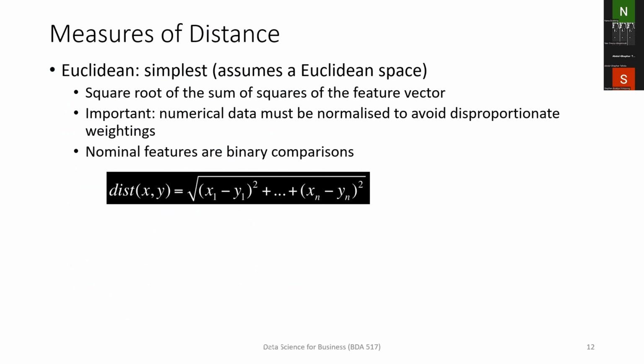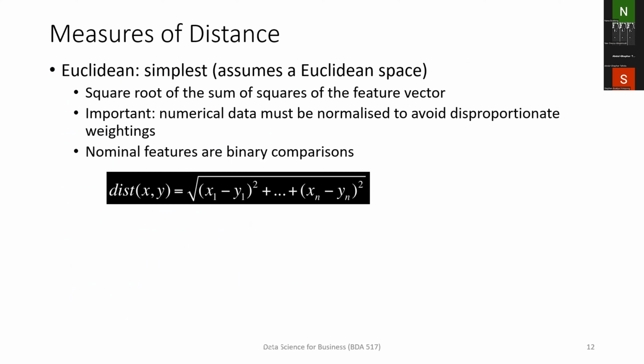So let's see how we can calculate Euclidean distance. Can you see it? Okay, so the distance between X and Y is the square root of the summation of squares of the differences between X1, Y1, and then X2, Y2, and so many as you have, up to Xn, Yn.